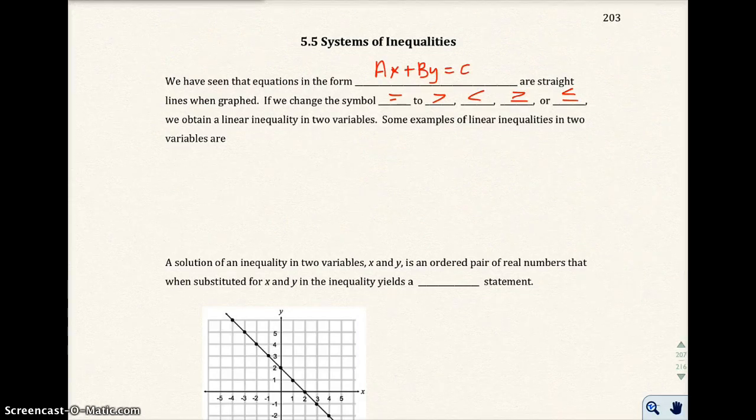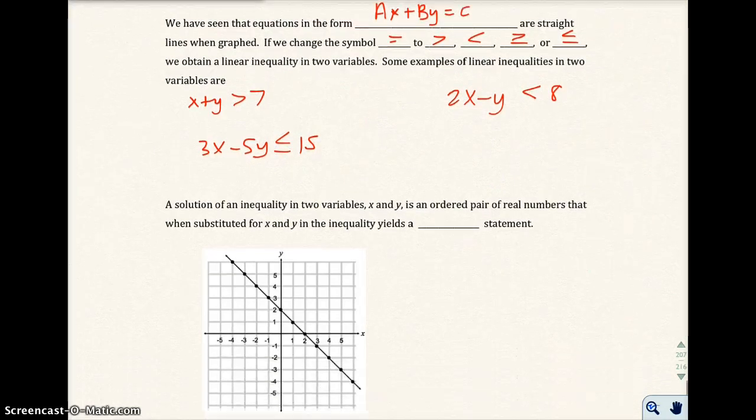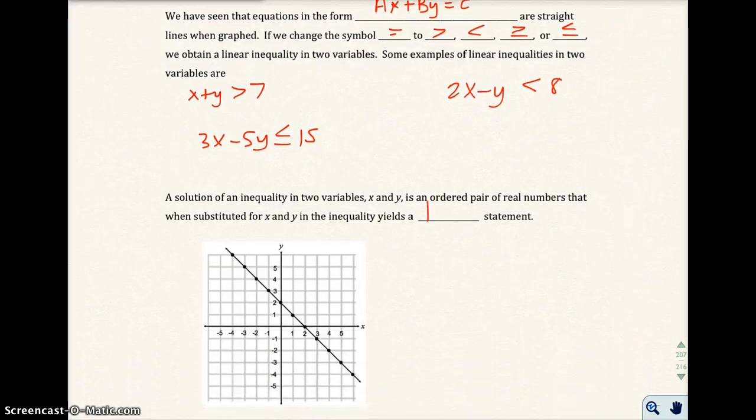Some examples of linear inequalities in two variables are x plus y greater than 7, 3x minus 5y is less than or equal to 15, 2x minus y is less than 8, and so on. A solution of an inequality in two variables, x and y, is an ordered pair of real numbers that when substituted for x and y in the inequality yields a true statement.